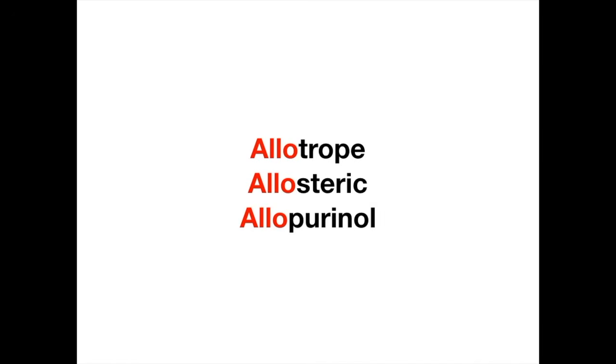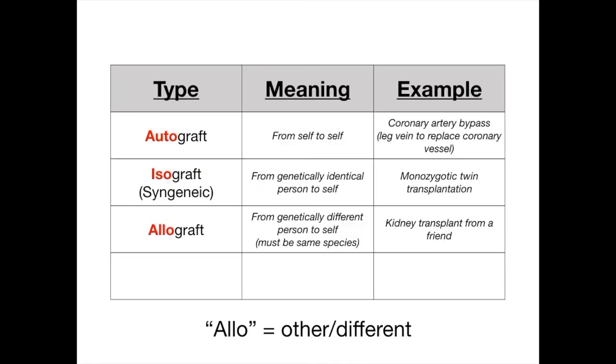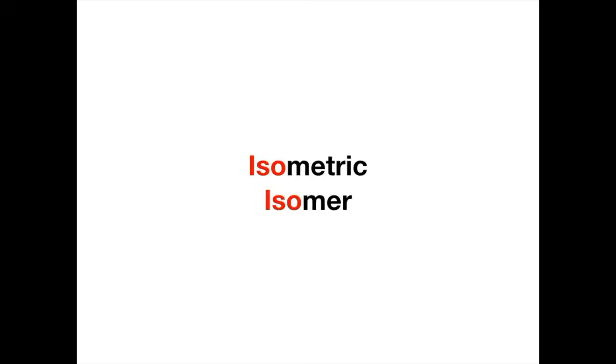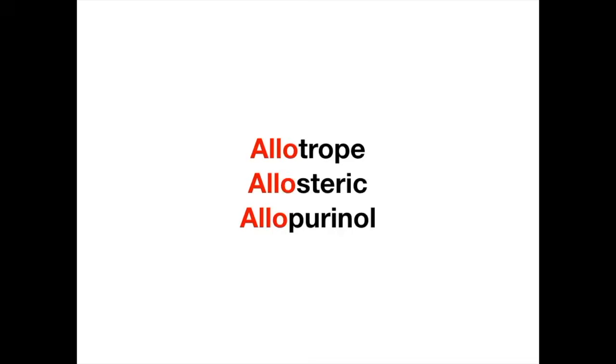The allosteric, allotrope, those prefixes all mean other. Okay, so an allosteric inhibitor inhibits the enzyme at an other location on the enzyme, right? Makes sense. Allotrope has a different or other chemical composition. So those are where those words come from. Auto means self, iso, as we showed you here, means equal, and allo means other or different.